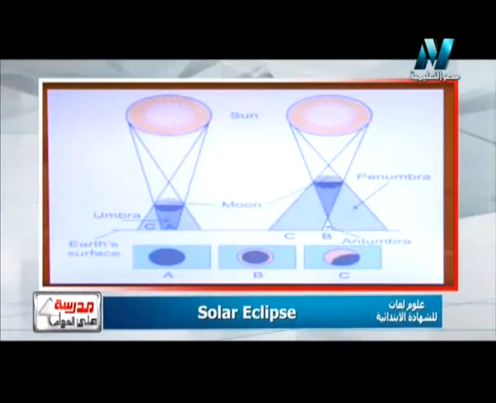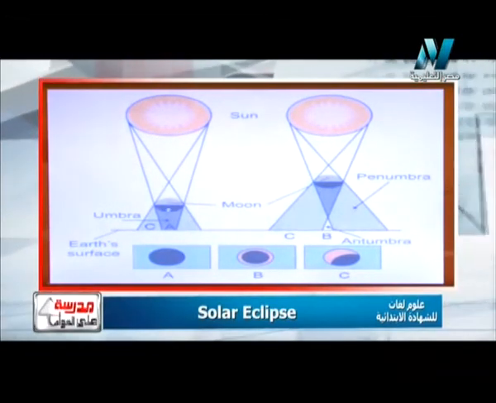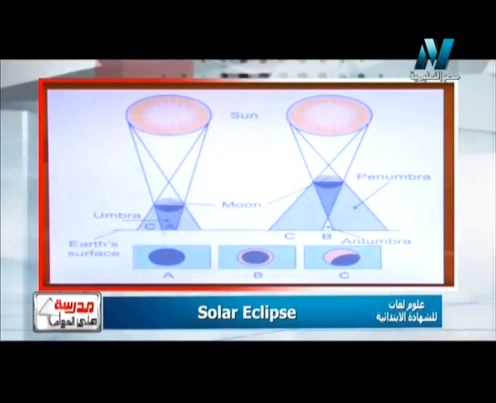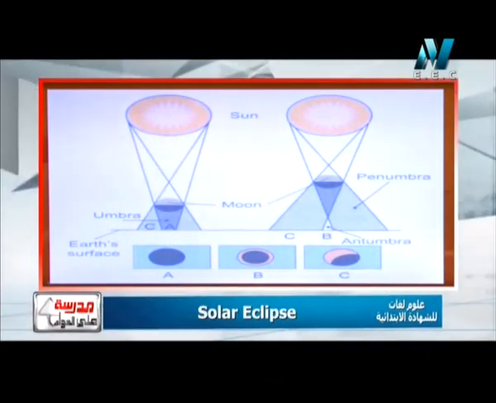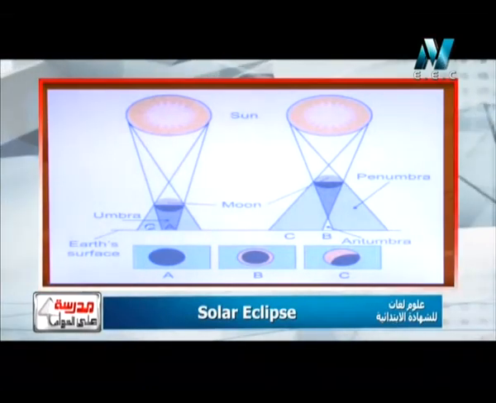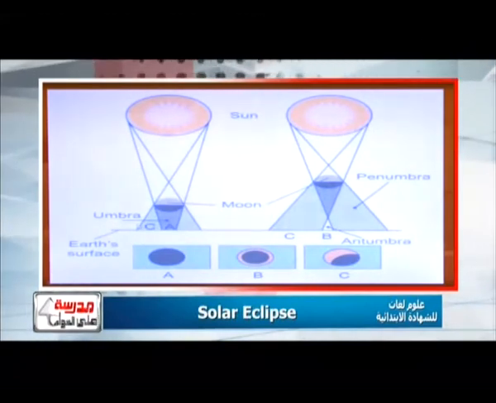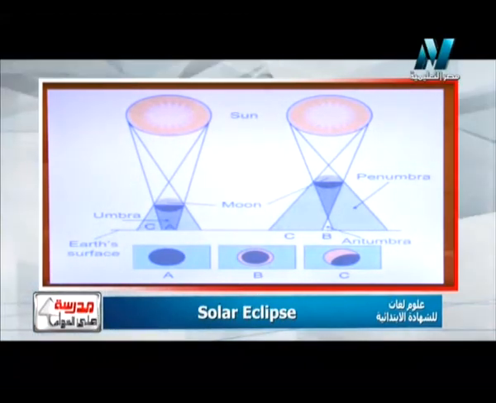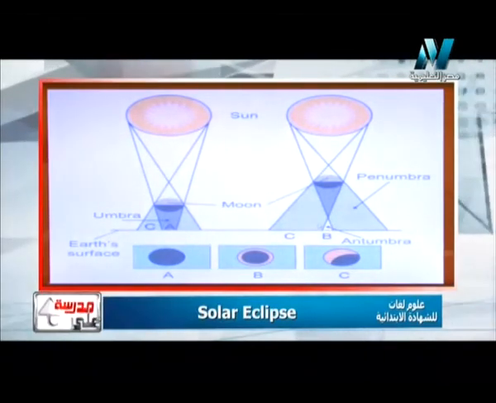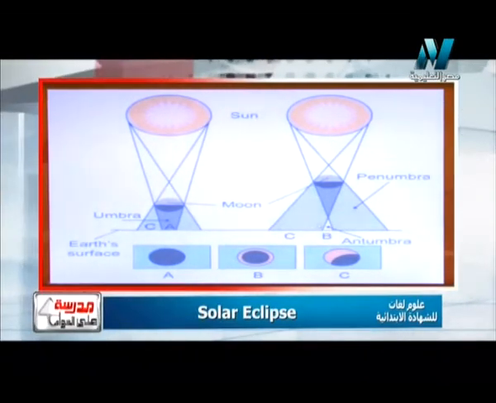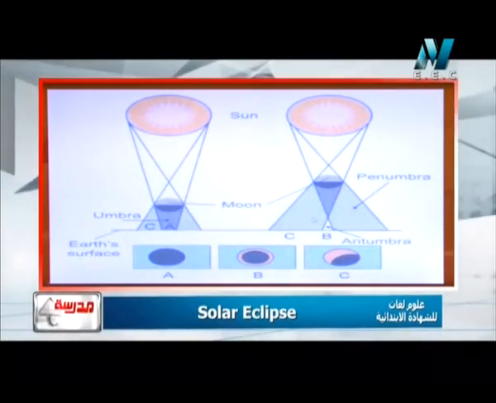What about each type of them? Look here at this picture, it's a very important picture. Here I have the area of umbra at the letter A, so I have total solar eclipse. But at the letter C, I have the area of penumbra. I can see a part of the sun only, so I have partial solar eclipse. But here I have the area of antumbra, the new area, which means that I can see only a lighted ring of the sun, so this eclipse is called an annular solar eclipse.